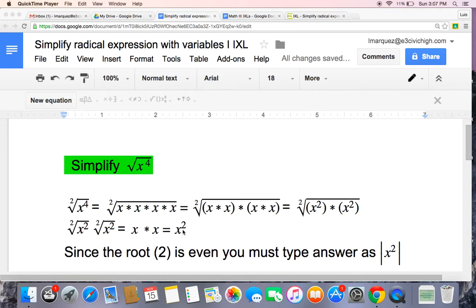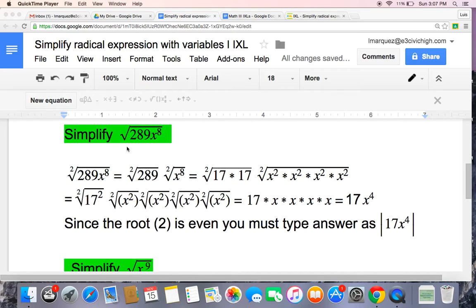Now, IXL wants me to write the answer in a specific format, so since my root or index is 2, and 2 happens to be an even number, I have to type my answer as the absolute value of x to the second rather than just x to the second.